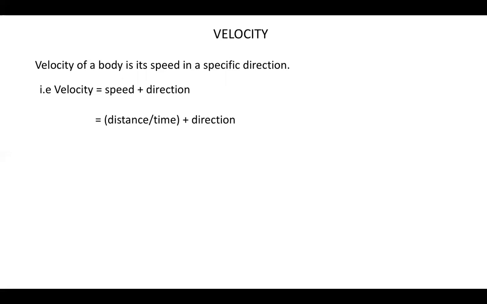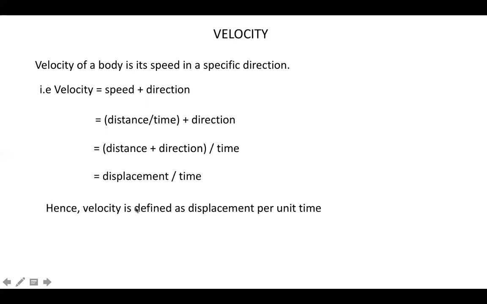Speed can be written as distance upon time. So distance upon time plus direction can be written as distance plus direction divided by time, and distance plus direction is displacement. So velocity becomes displacement per unit time. And as displacement is a vector quantity, velocity is also a vector quantity. While the SI unit of velocity is same as that of speed, meter per second, because direction never has any unit.